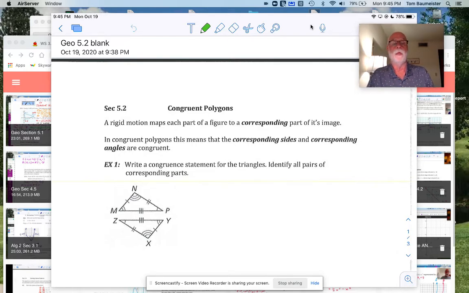So example 1, write a congruent statement for the triangles. Identify all the pairs of corresponding parts. Remember, when we're talking about a congruent statement for all the corresponding parts, we have 3 sides of a triangle, we have 3 angles of a triangle. So we'll have a total of 6 corresponding parts here.